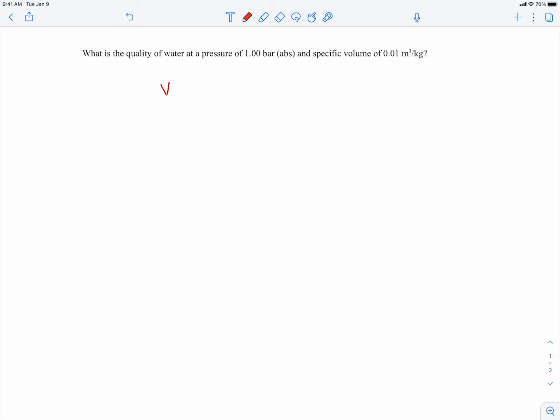Recall that the specific volume would be 1 minus the quality times the specific volume in the saturated liquid state, plus the quality times the specific volume in the saturated vapor state. We can rearrange that equation to solve for the quality, and it'll look like this. So in order to find the quality, I need to know the specific volumes. We're given this specific volume, and now I need to find the specific volume in the saturated liquid state and the specific volume in the saturated vapor state.